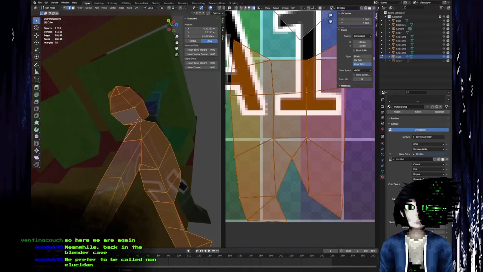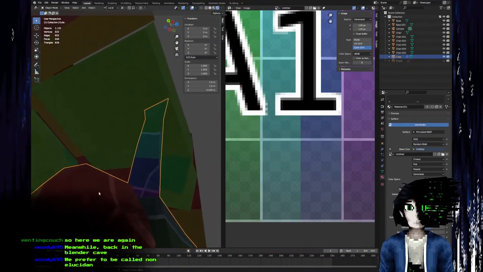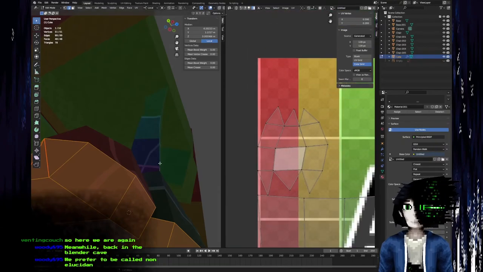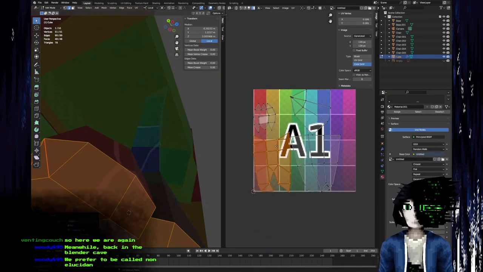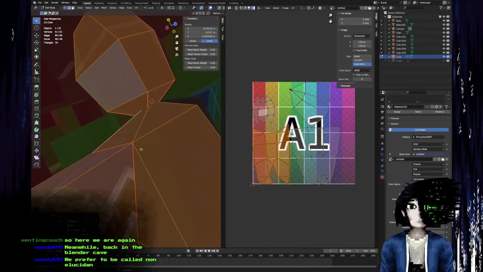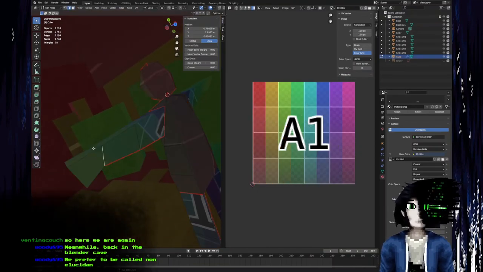The head, how's the head looking? It will get a bit distorted. We can fix that ourselves. There's actually two different modes in this, the angle based and conformal, and I don't really know what the difference is. Sometimes one of them seems to do a better job and sometimes the other one does. I couldn't tell you why.